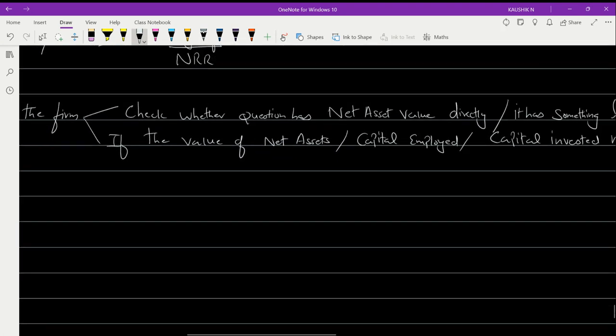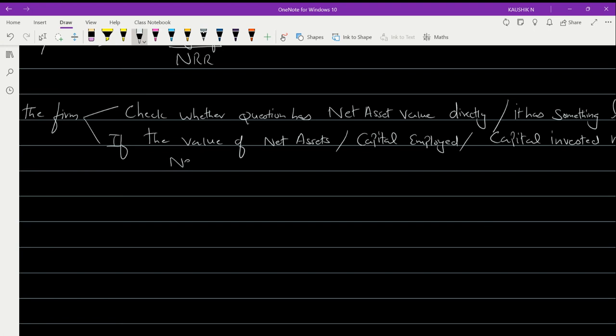Either use the asset side approach formula to determine your net assets, or if the question has given you the information pertaining to the liability side approach, then using that you derive your capital employed. So check out the question. If the question has the values directly, use them up. If they don't have it, then use the below formula.